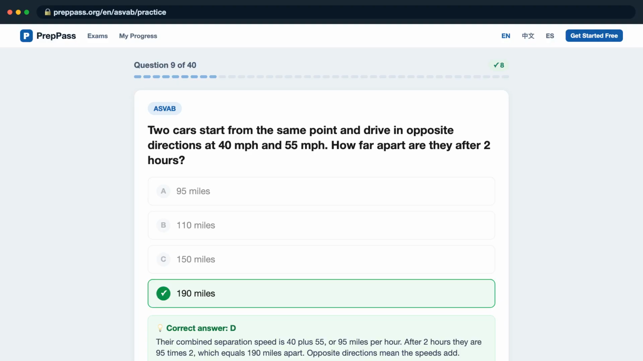Their combined separation speed is 40 plus 55, or 95 miles per hour. After 2 hours they are 95 times 2, which equals 190 miles apart. Opposite directions mean the speeds add.